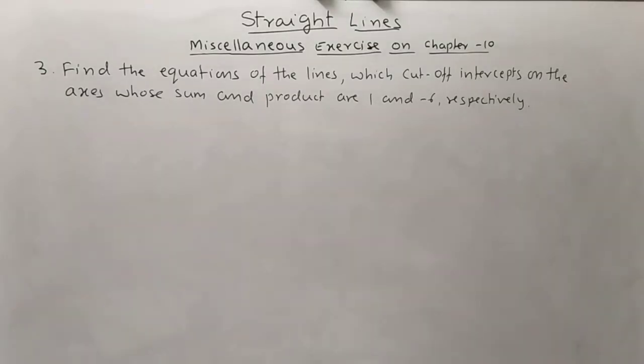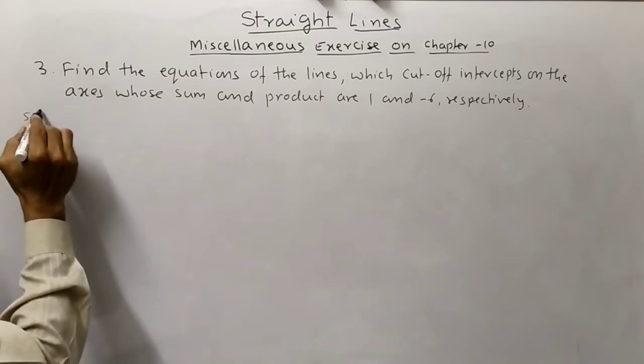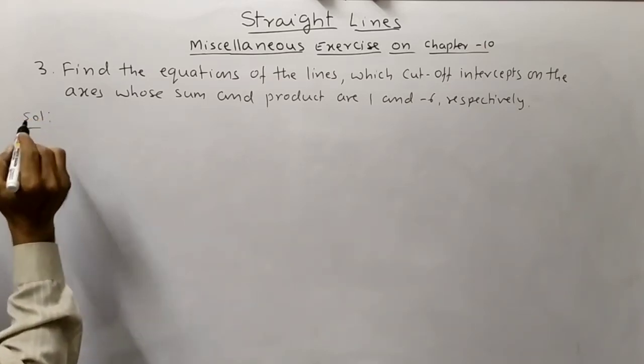Third question. Find the equations of the lines which cut off intercepts on the axis whose sum and products are 1 and minus 6 respectively. Solution.